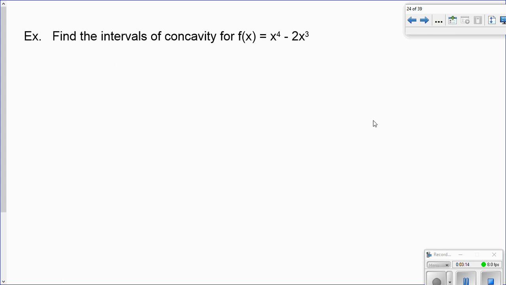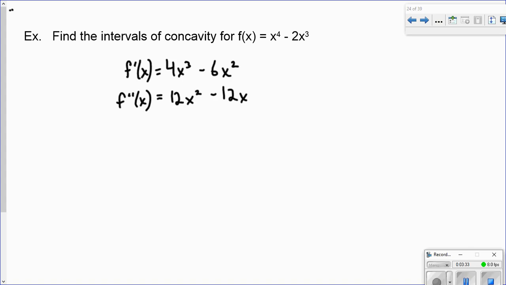Sure, let's find the intervals of concavity for this particular function. I will pause, and you may want to go through this, and let's take the first derivative and the second derivative. I'm going to pause this temporarily and work through this, and we'll be back in a second. So take some time, please, and find the first derivative and second derivative. Okay, the first derivative and the second derivative are found.